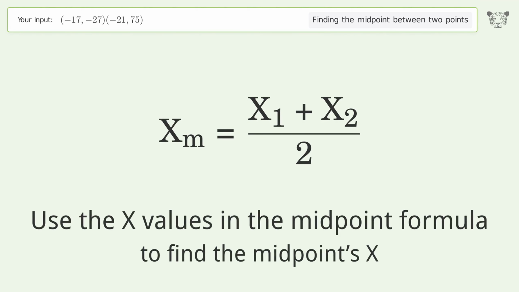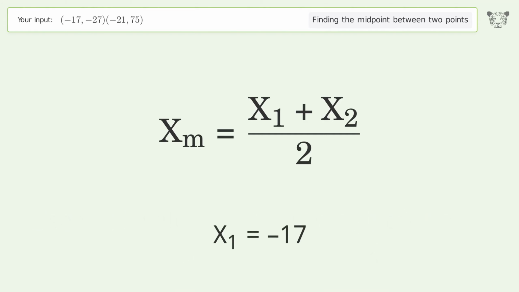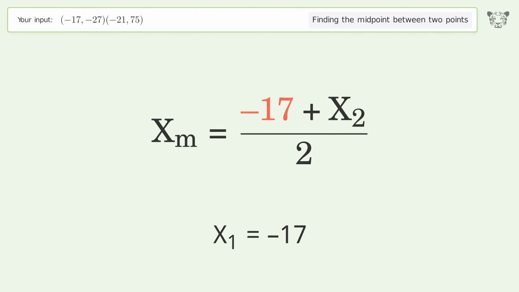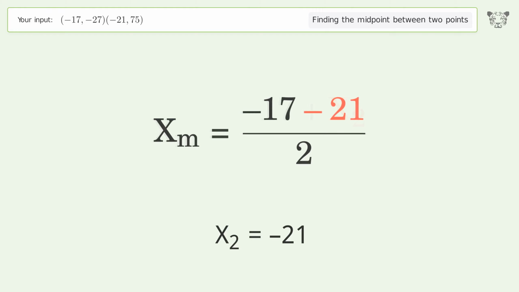Use the x values in the midpoint formula to find the midpoint's x. x1 equals negative 17. x2 equals negative 21. Simplify the arithmetic.